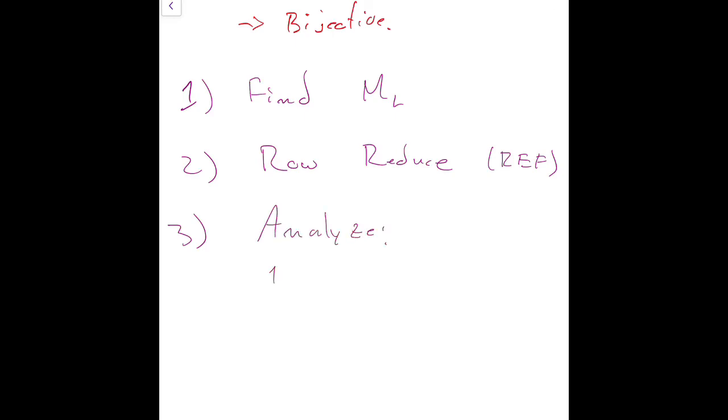So this is like step 3.1. If there are free variables, that means not injective. Step 3.2 would be a row of zeros, which means not surjective. Okay, so that is the outline for how to determine whether or not a matrix is injective or surjective. And notice it is very similar to how you figured out whether or not a set of vectors were linearly independent or a spanning set. Okay, so that's all that I have for this video.